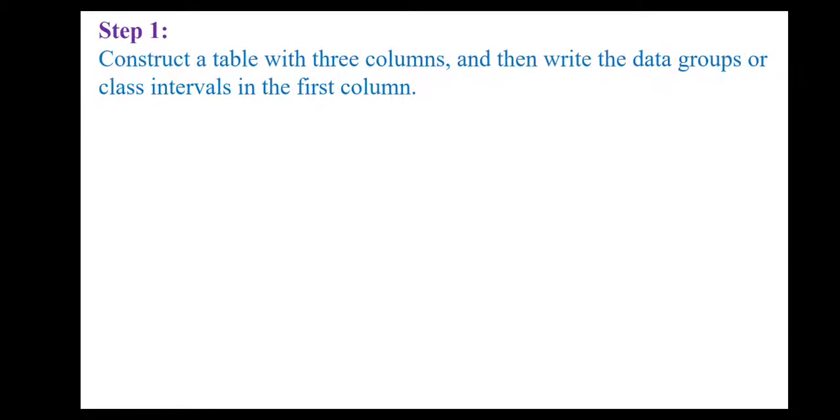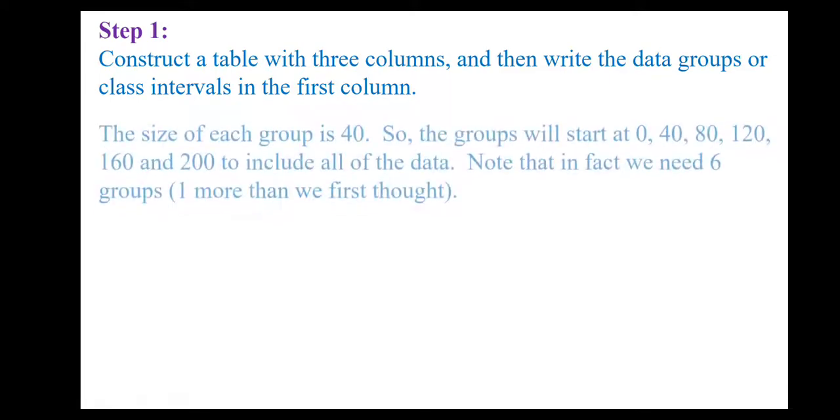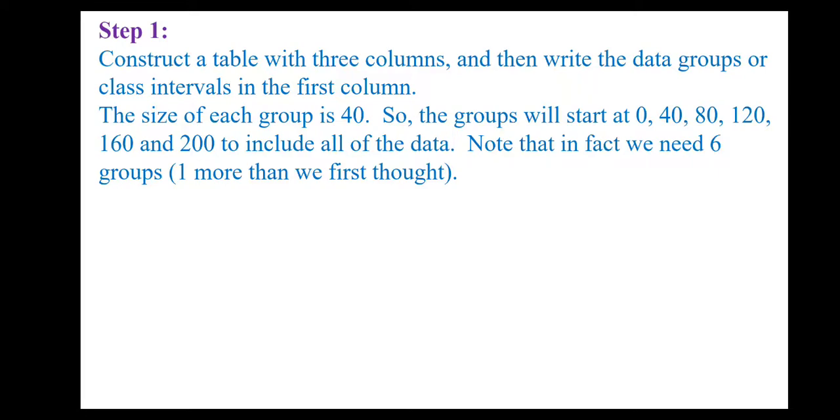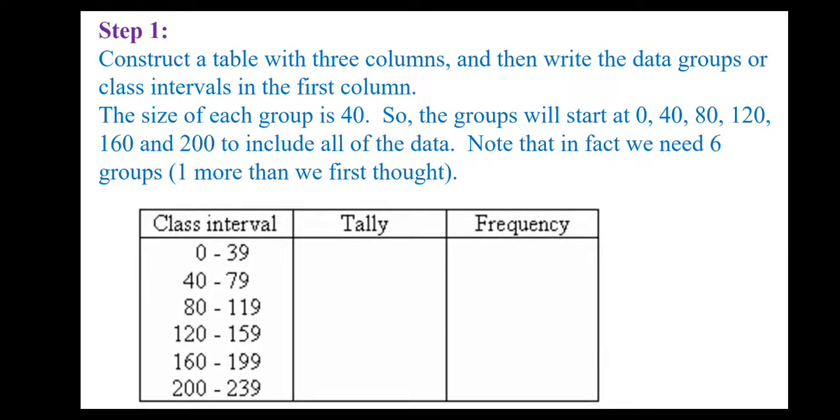Step 1: construct 3 columns. We start with 0, 40, 80, 120, and according to this problem, we take a difference of 40 each time. Look at that: 0 to 39, 42 to 79, 82 to 119, like that. This is an inclusive class interval because the upper limit will not be the same as the lower limit.